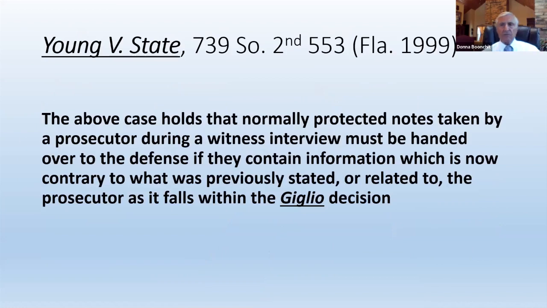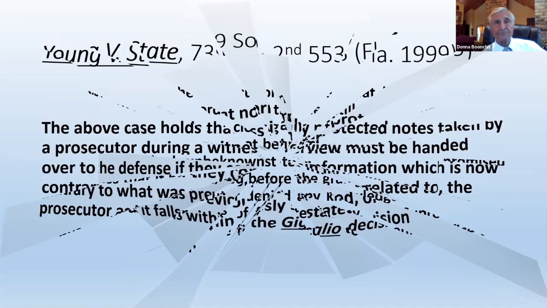Young versus State. Remember this case? We talked about it about a half hour ago. The above case holds that normally protected notes taken by the prosecutor during a witness interview must be handed over to the defense if they contain information which is now contrary to what was previously stated or related to the prosecutor as it falls within Giglio. Okay? Material information. I mean, they can't make totally different statements. That falls squarely under Giglio.